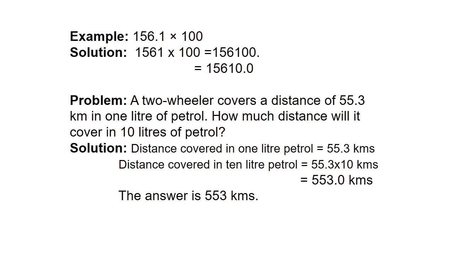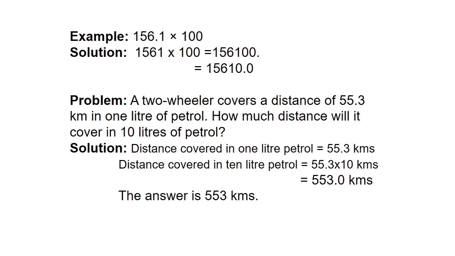Example: 156.1 into 100. Here, first we take out the decimal point and write the number as 1561 into 100. After multiplication, we get the answer as 1,56,100. By shifting the decimal point by 1 place, we get the answer as 15,610.